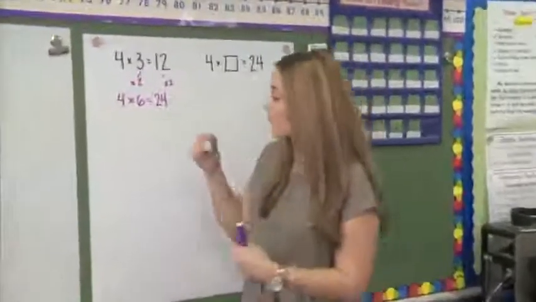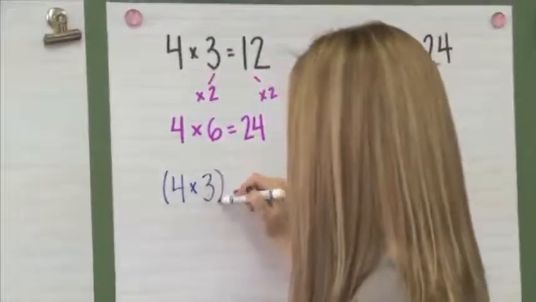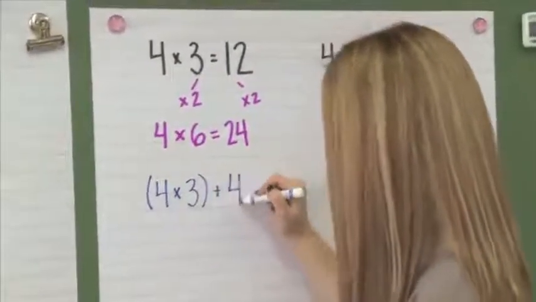Your strategy could work because 12 plus 12 equals 24. So if we use the multiplication number sentence, 4 in parentheses, 4 times 3 plus 4 times 3 equals 24. Then at the top of both of these number sentences, we could write the total amount. We could write 12 plus 12 equals 24.